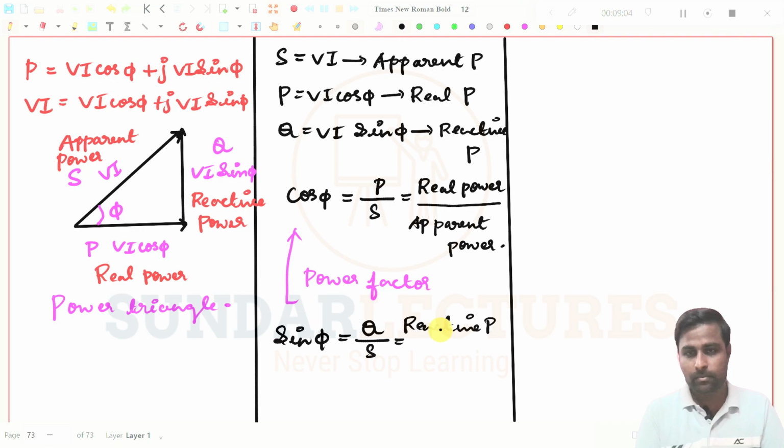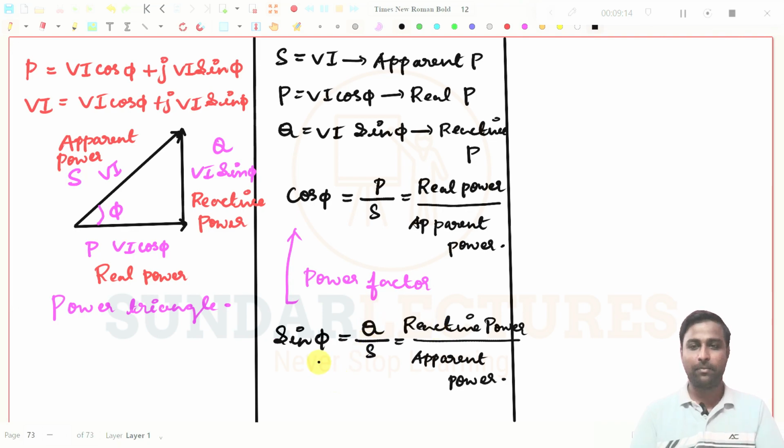divided by apparent power. And what is this term? This term will tell you how much of power is not utilized by the load. See this one. If this is the power factor, this is the opposite of the power factor, that's all. How much of power is not utilized directly by the load, that is nothing but the sin pi.